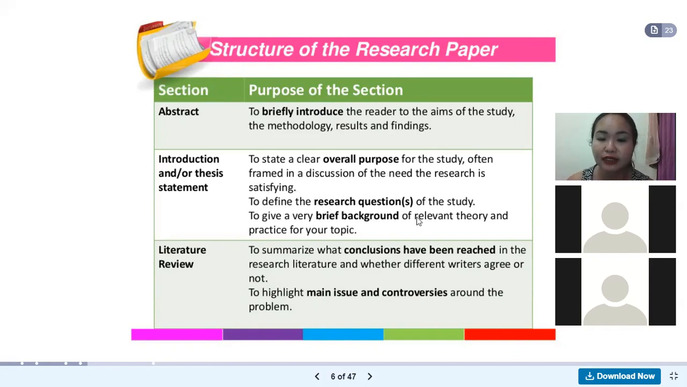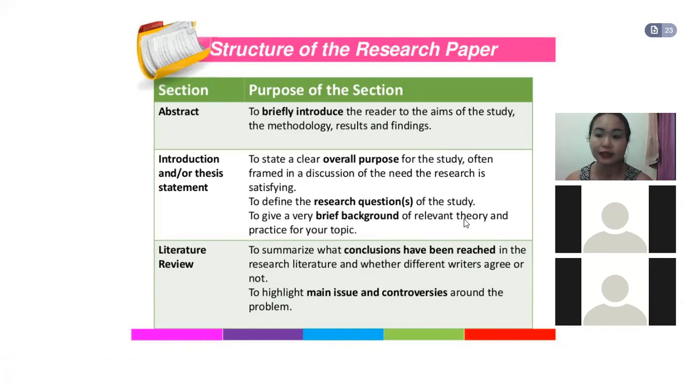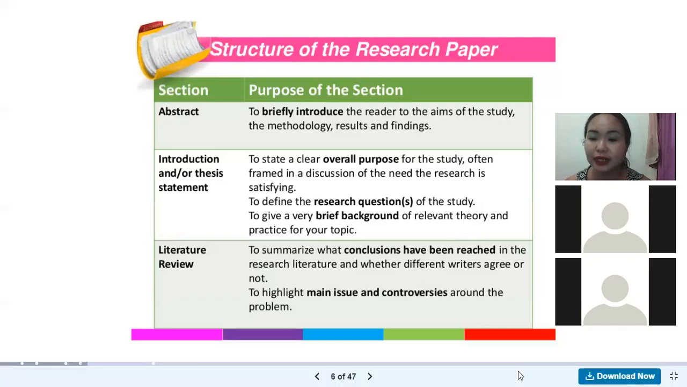Also, you define the research questions of the study. What do you want to know? And give a brief background of the relevant theory and practice to your topic. What studies have been done before, and what has not yet been studied? With your literature review, you will know how extensive the research that has been done is. You are also going to make a literature review. This summarizes the conclusions that have been reached in the research literature, the results of previous studies.